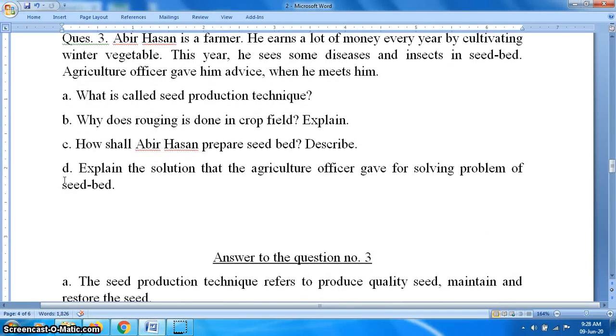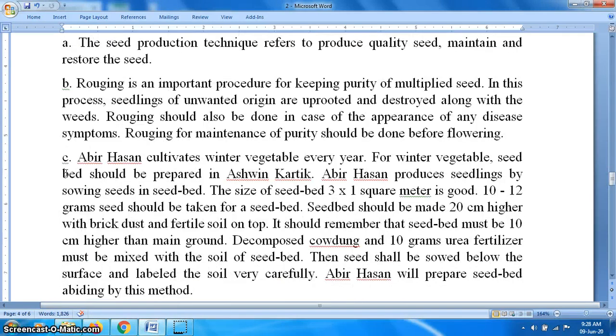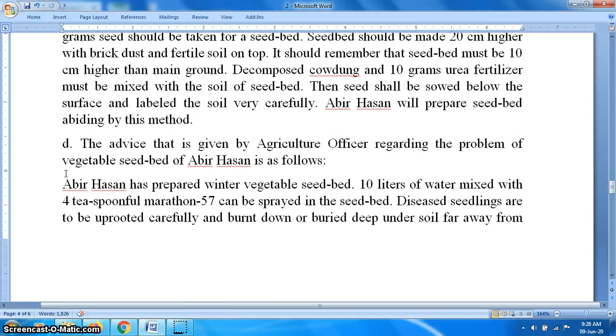Now question D. Explain the solution that the agriculture officer gave for solving the problem of the seedbed. The advice given by the agriculture officer regarding the problem of the vegetable seedbed of Abir Hassan is as follows. Abir Hassan has prepared a winter vegetable seedbed. 10 liters of water mixed with 4 teaspoonfuls of Malathion 57 can be sprayed in the seedbed.